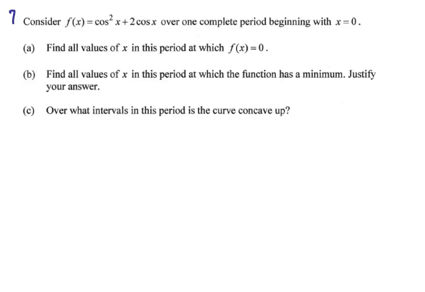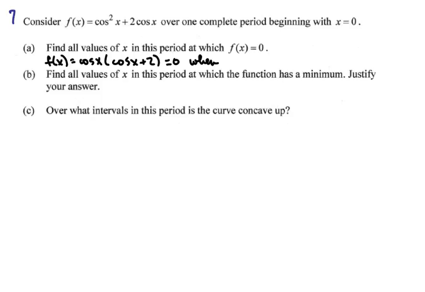Okay, this is a retake on problem number 7. We're looking for where the function is equal to 0 in that first period. So we factor out the cosine x, set it equal to 0. That will be 0 whenever cosine is 0, or whenever cosine of x plus 2 is equal to 0. Whenever cosine of x is 0, cosine of x plus 2 is 0.